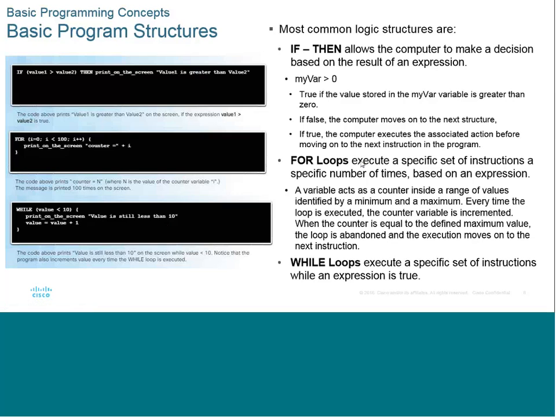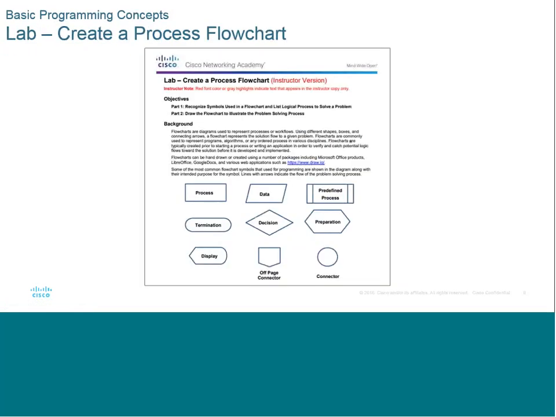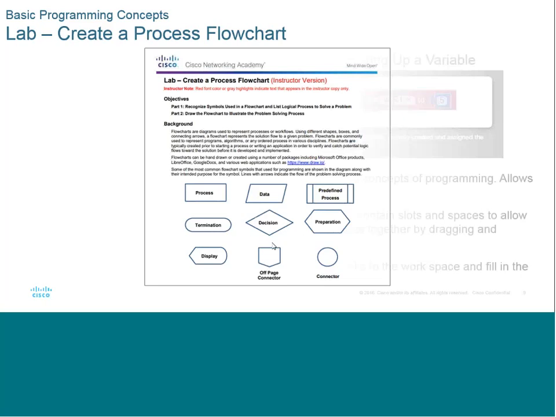Create a process flowchart. As I told you in the beginning, these are the names of the shapes. This rectangular shape is process. Then this parallelogram is for data. This shape is for predefined process. This is for termination. This is for decision. This is for preparation. This is for display. And this is for connector. So these are the different shapes that we are using in a flowchart.